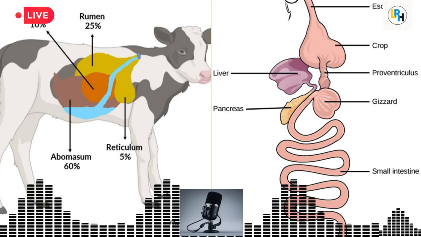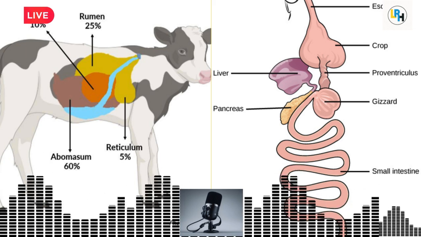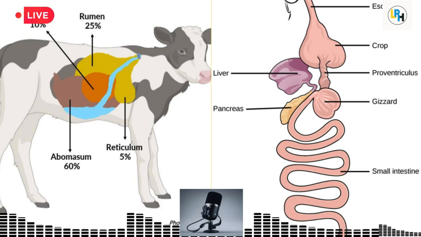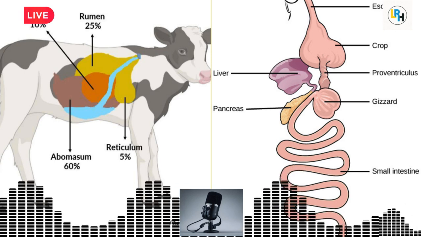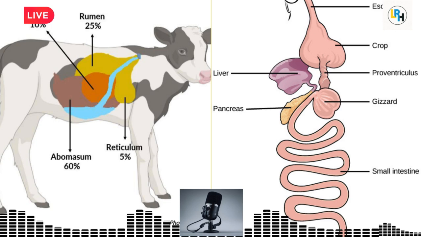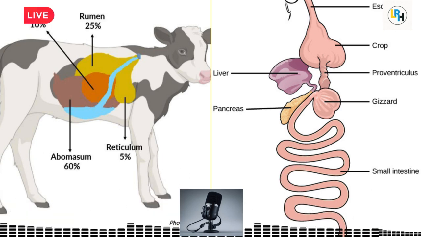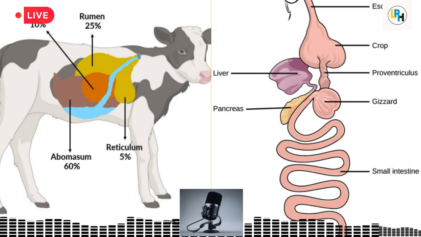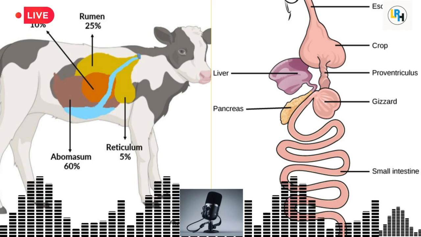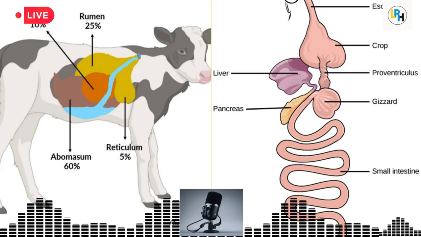1. The crop. This is a pouch in the esophagus that stores food temporarily. So we say the crop stores food temporarily. Proventriculus. This is the true stomach, where acids and digestive enzymes are added to food.